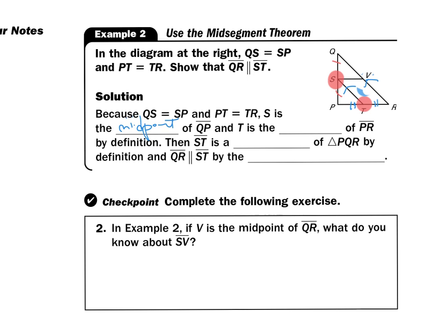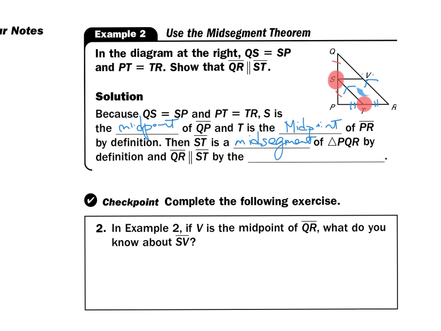It's really terrible to write with this stylus. And S is the midpoint of QP, and T is the midpoint of PR by definition. Then, therefore, ST is a midsegment of the triangle PQR, right?